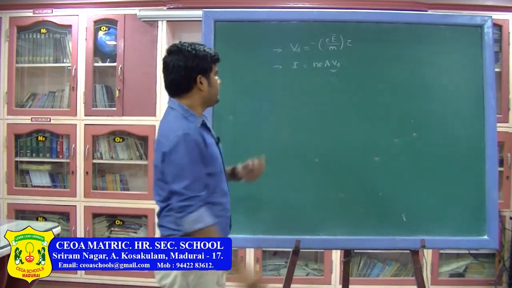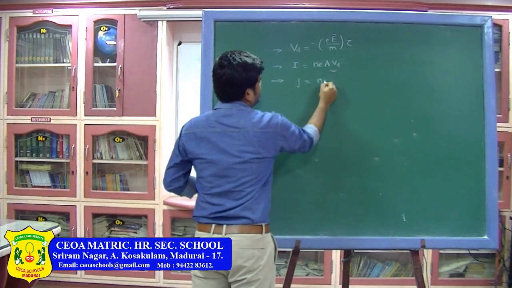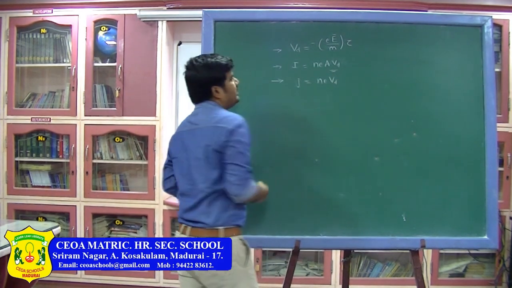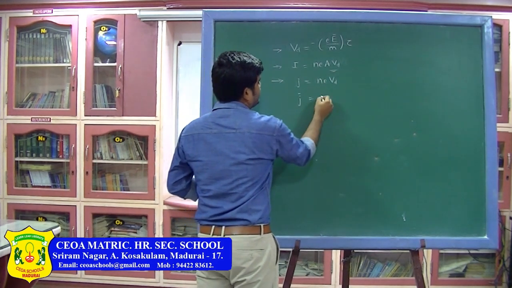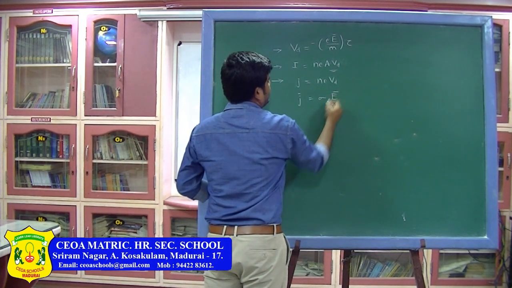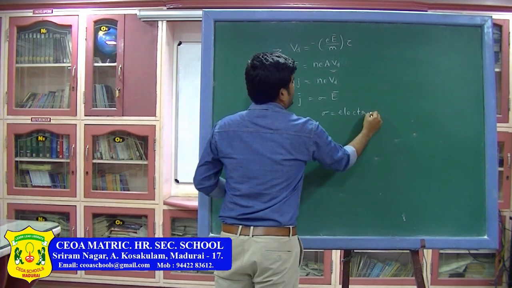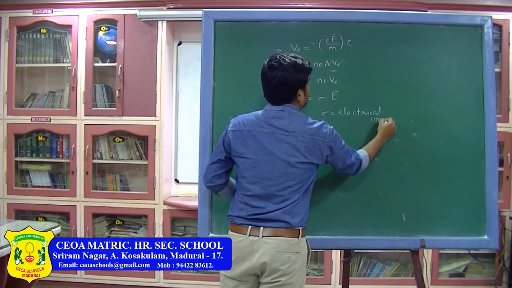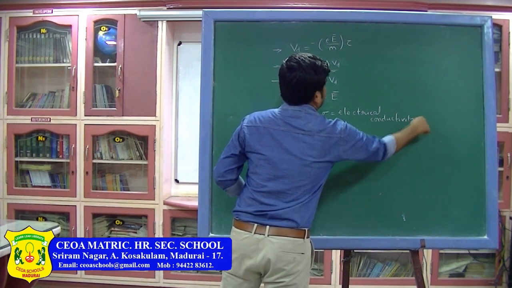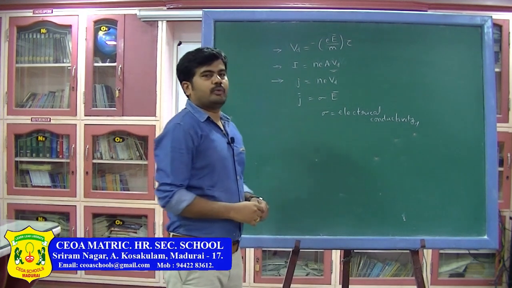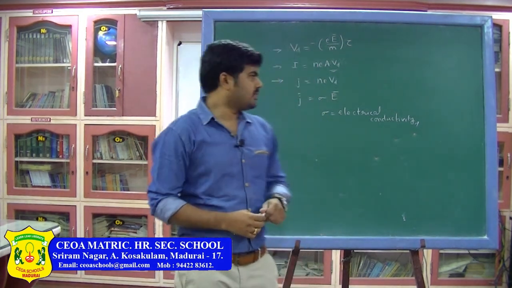Next we get another expression, that is current density J is equal to N e Vd, and finally we arrived at the expression J bar is equal to sigma into E bar, where sigma is the electrical conductivity. So, this is what we studied in the last class. Okay, so today I am going to define another important term, that is mobility of charge carriers.